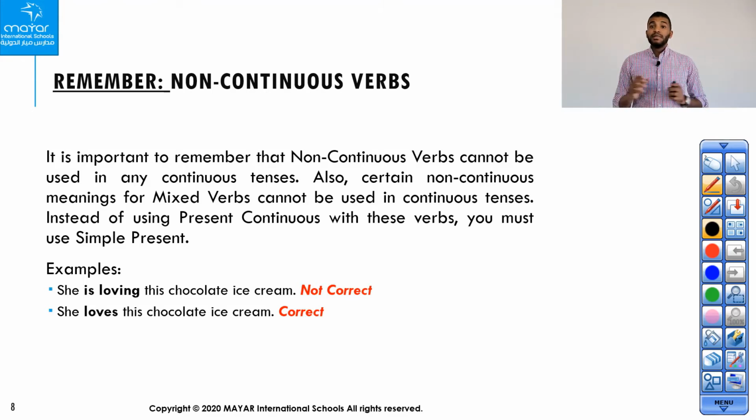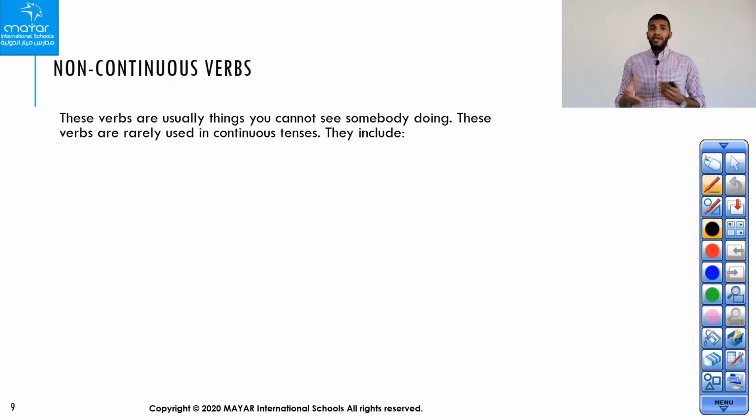The first sentence is incorrect because we used it in the present continuous tense. And we know that the verb love is a non-continuous verb. Whereas in the second sentence, we used it in the present simple tense. She loves chocolate ice cream because it shows her feeling. These verbs are usually things you can't see somebody doing. These verbs are rarely used in the continuous tense.